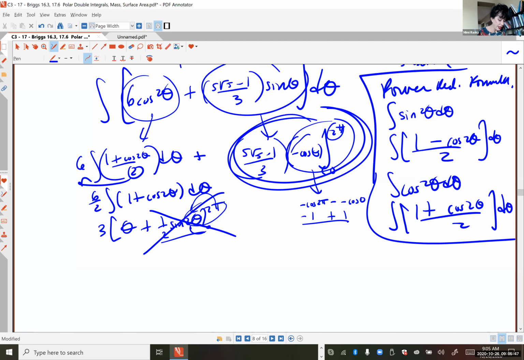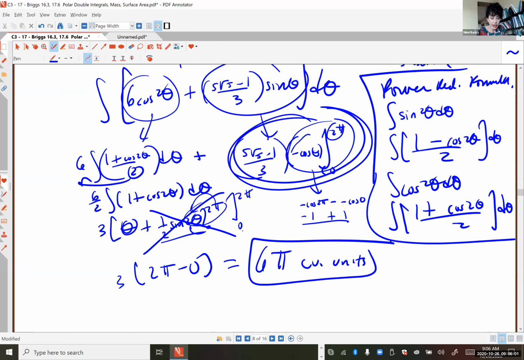So who's the only contributing factor here? It's your theta. He's the only guy that's helping out. So you evaluate theta between 0 and 2 pi, and then my final answer is 6 pi, and I get 6 pi cubic units, and we're done. Okay, so that was fun.